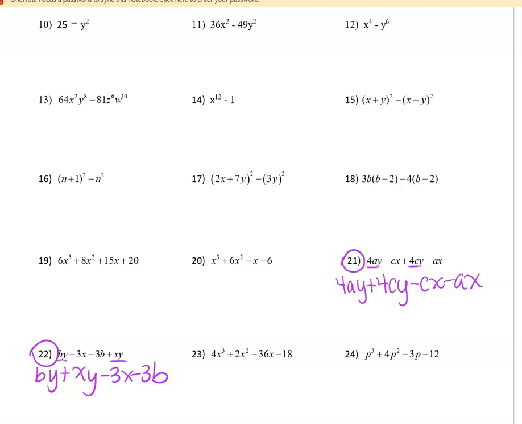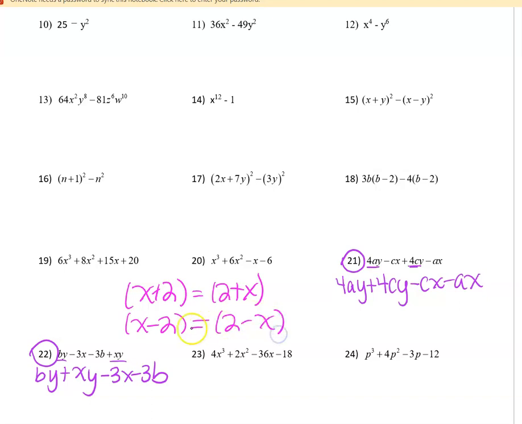One last thing I want to mention too is if you end up with common binomials like hypothetically something like x plus 2 versus 2 plus x, recognize that those are equivalent. But if you have something like x minus 2 and 2 minus x, those are not equivalent.